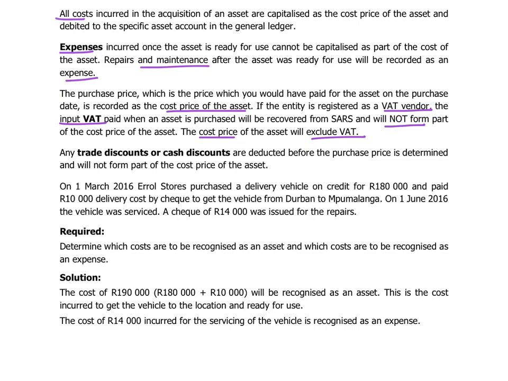If you receive any trade discounts or cash discounts when you purchase an asset, you will deduct this from the purchase price before you determine what is the cost price of the asset. No entry is recorded for the trade discount or the cash discount. The reduced price will be recorded as the cost price.